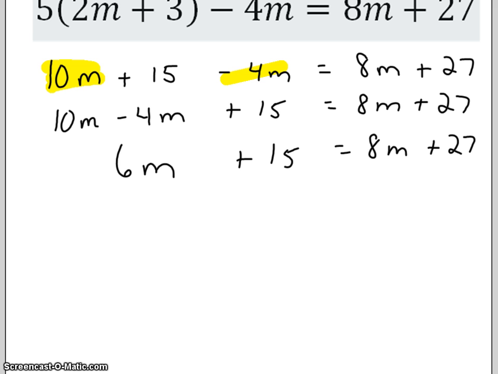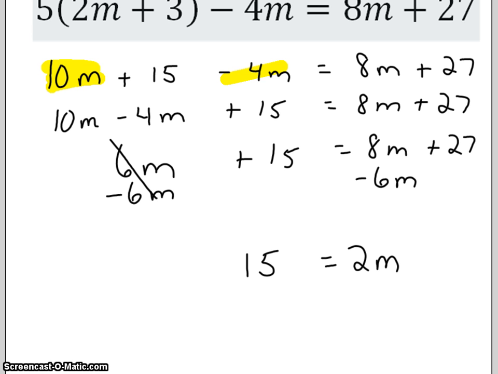So we can either subtract 6m from both sides or subtract 8m from both sides. Either way, it doesn't matter. I like to keep the variable positive, so subtracting 6m from 8m will give me 2m. So if we subtract 6m from both sides, you have to do that in order for this to remain equal. 6m minus 6m on the left cancels and goes to 0. Bring down the 15, bring down 8m minus 6m is 2m, and then bring down the 27.